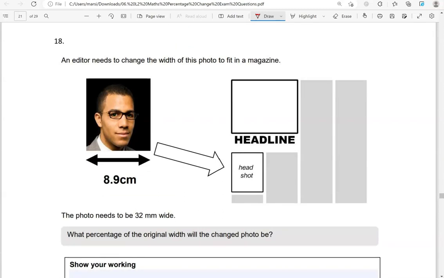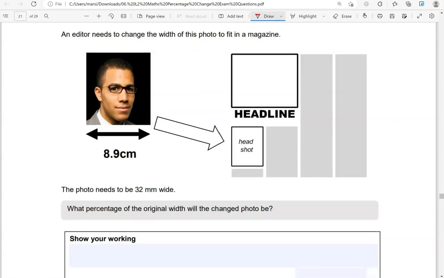An editor needs to change the width of this photo to fit in a magazine. The photo needs to be 32 mm wide. What percentage of the original width will the changed photo be? Show your working. So it's changing from 8.9 centimeters to 32 millimeters. So first of all, we'll need to convert the measurement, so either the centimeters into millimeters or the millimeters into centimeters. Whichever way is absolutely fine. What I'm going to do is convert the centimeters into millimeters. There are 10 millimeters in 1 centimeter, so this is going to be 89 millimeters.